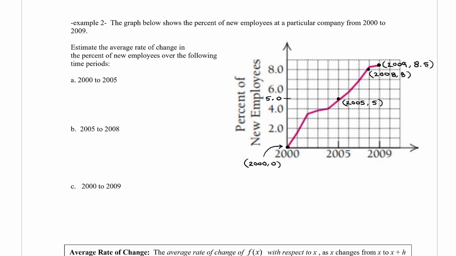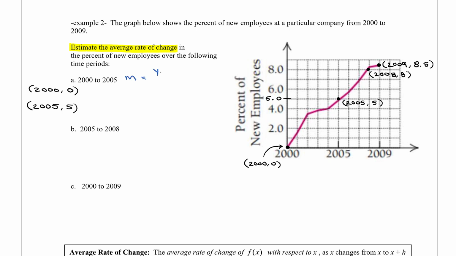So for A, we're trying to estimate the average rate of change in the percent of new employees over the following time periods. We're going from the time period from 2000 to 2005. I've gone and highlighted the part that says estimate the average rate of change. Remember that whenever you see those words average rate of change, you should be thinking about slope. We're looking for slope. I'm going to write down the two ordered pairs we're going to be using to represent our years 2000 and 2005. It's going to be 2000, 0 and 2005, 5.